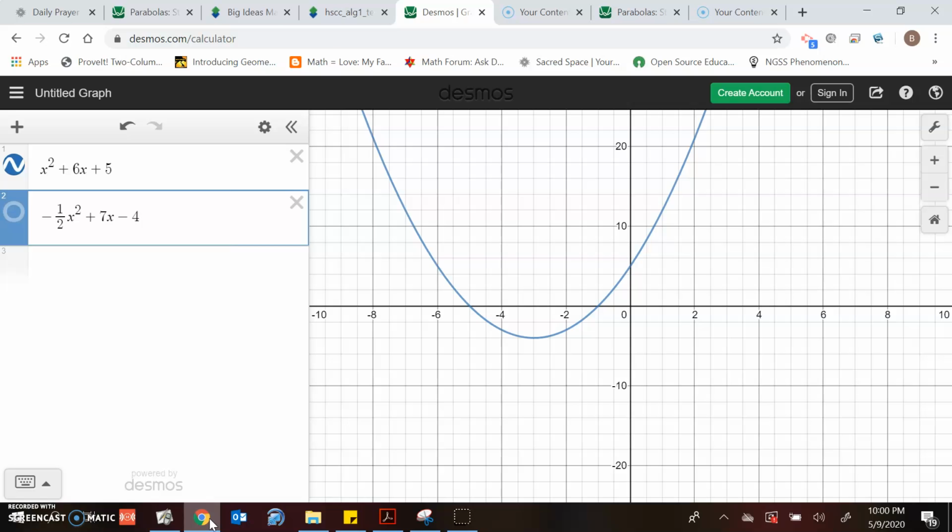So clicking over here to Desmos, so this is the first one, x squared plus 6x plus 5. That's what we're looking at here in this function. And if I click on the vertex, it is negative 3, negative 4. And that's what we found. We did a good job.